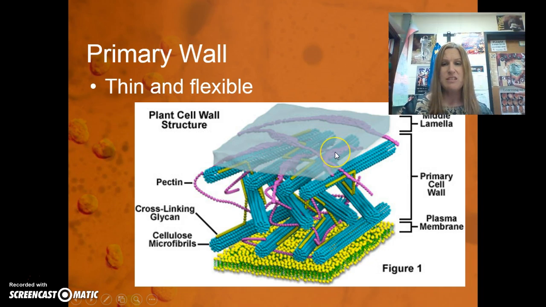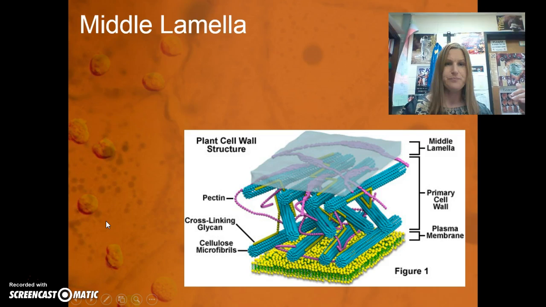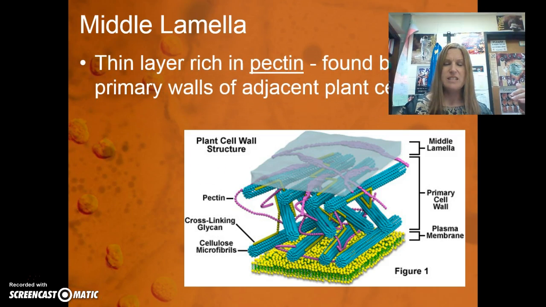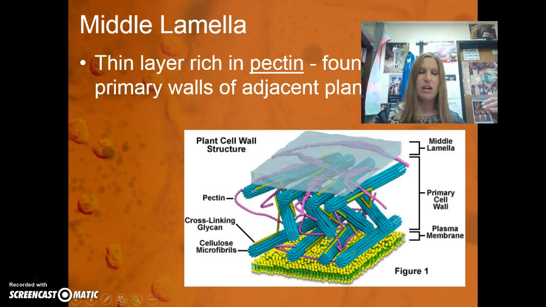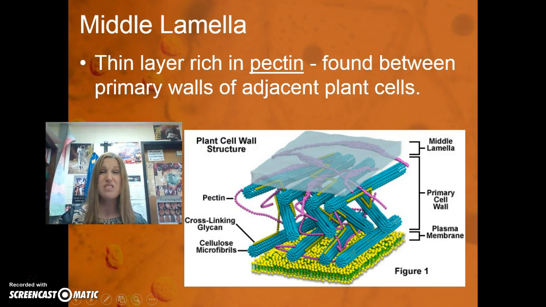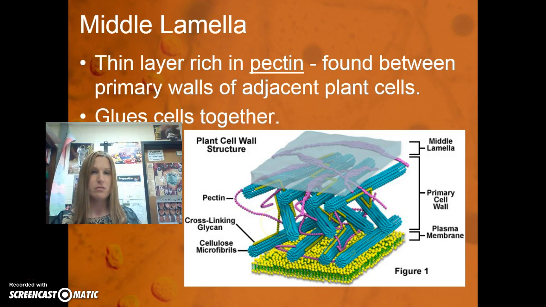On the opposing side of the primary cell wall, we have what we call the middle lamella. And the middle lamella is this thin layer that's rich in pectin. Now, pectin is a polysaccharide. You might have heard of pectin before because it's very sticky. So we find it in sticky candy. So it is a thin layer, rich in pectin, and it's found between primary walls of adjacent cells. And this helps to glue cells together.